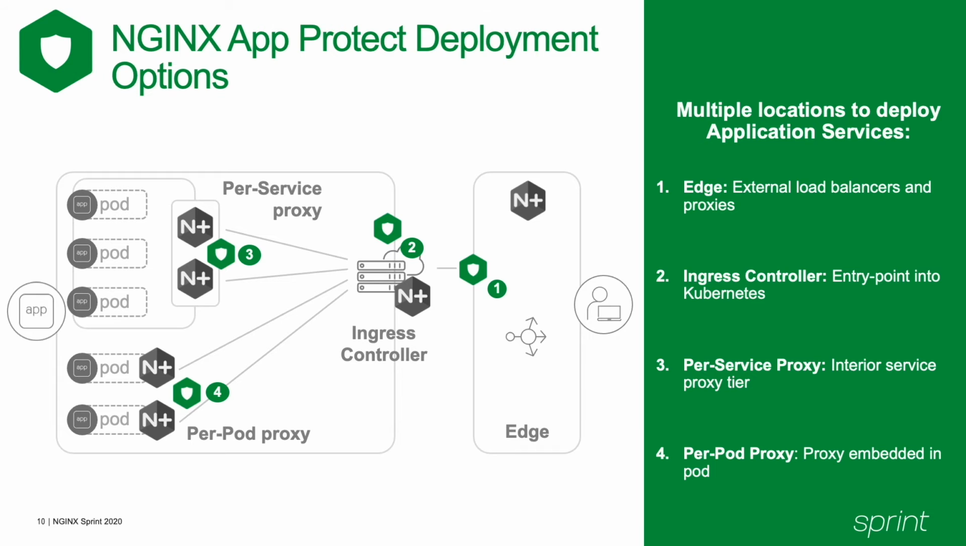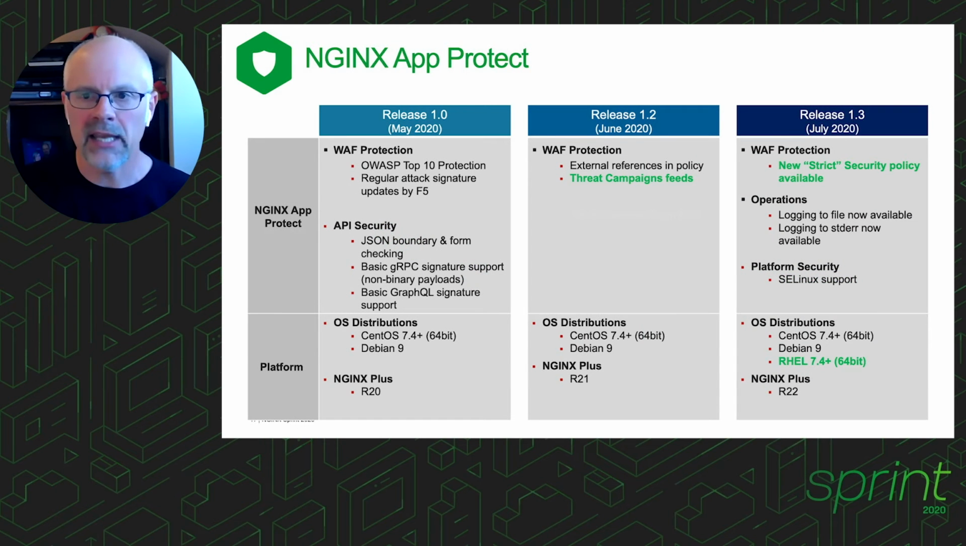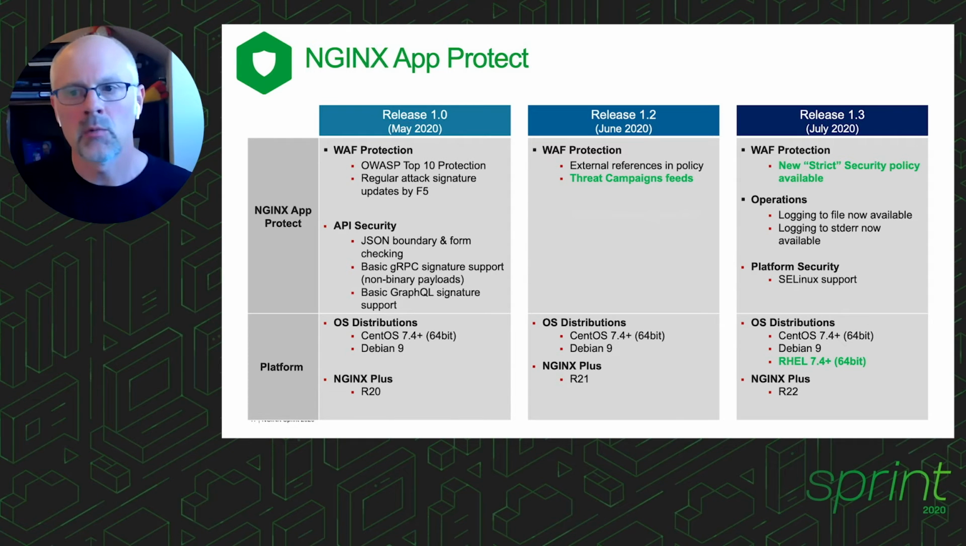The choice is yours. NGINX App Protect was first released back in May with the core offering designed around things like OWASP Top 10 support, regular attack signatures from F5, and covering some of the API security use cases. We continue to release on an agile basis with some of the recent releases, including things like threat campaign feeds, which is a moderated set of signatures to improve security efficacy, and also additional enhancements that allow you to set stricter security policies, so more granular security on an as-needed basis.